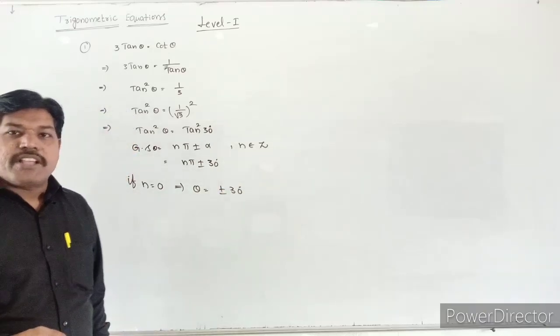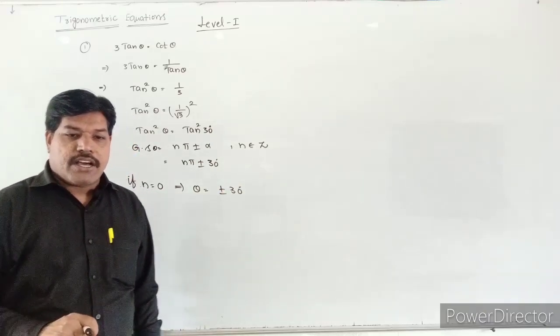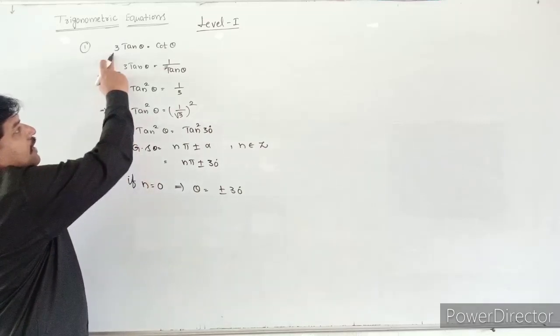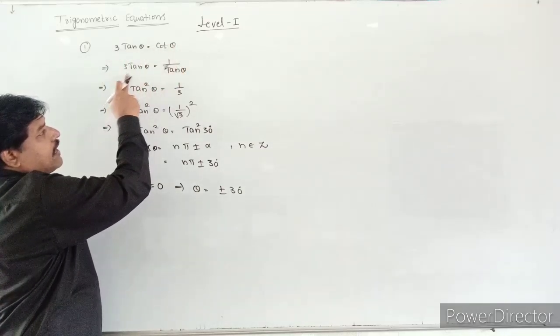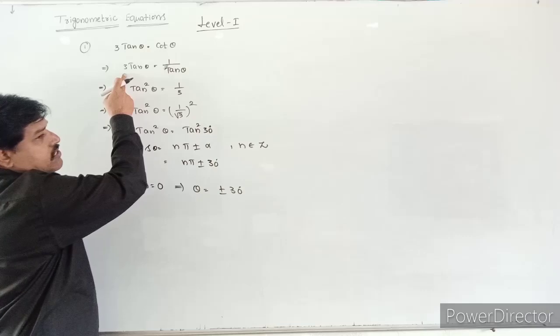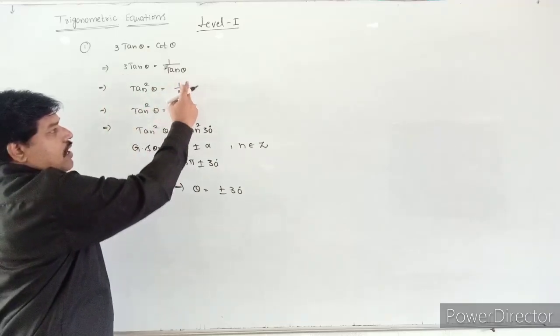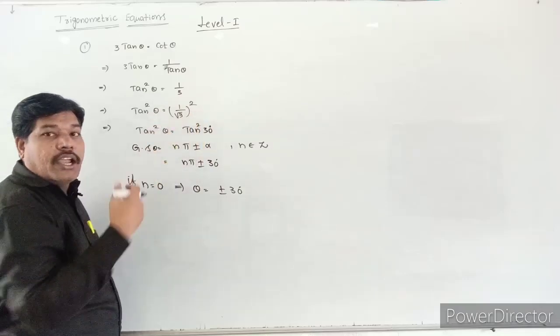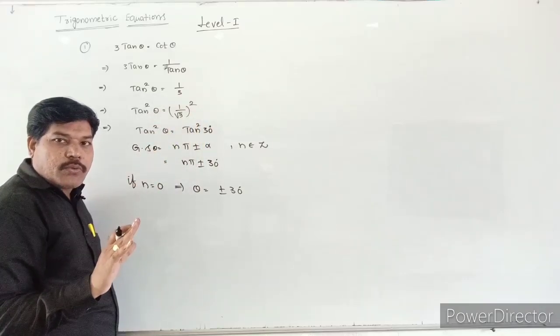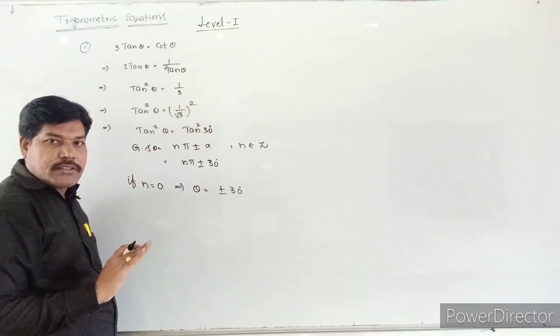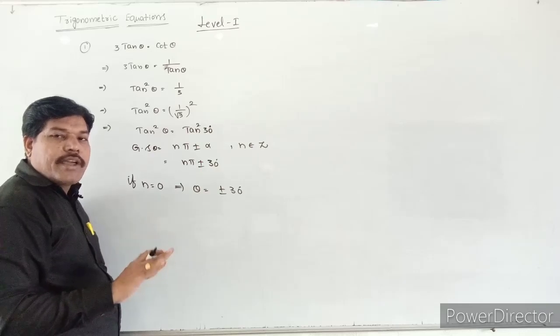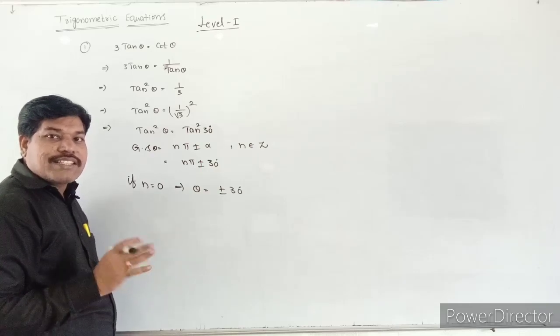Theta is equal to plus or minus 30 degrees. Do you understand that? So 3 tan theta is equal to cot theta, then 3 tan theta is equal to 1 by tan theta, and take this to this side, tan square theta is equal to 1 by 3. This 1 by 3 you can write as 1 by root 3 whole square. I have already told you, don't remove the squares. Understand that if you remove the squares, you will lose some solutions in the general solutions.